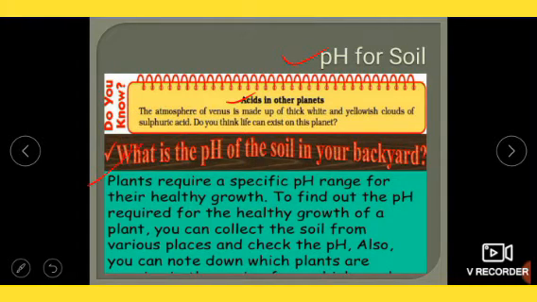Okay, and what is the pH of the soil in your backyard? Plants require a specific pH range for healthy growth. To find out the pH required for the healthy growth of plants, you can collect soil from various places and check the pH. Also you can note down which plants prefer more acidic or less acidic soil. Okay, just take an example.